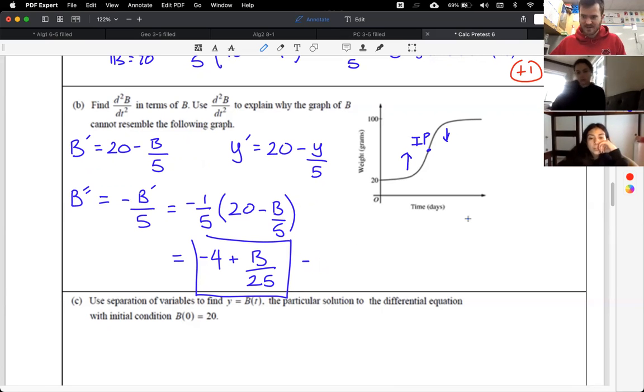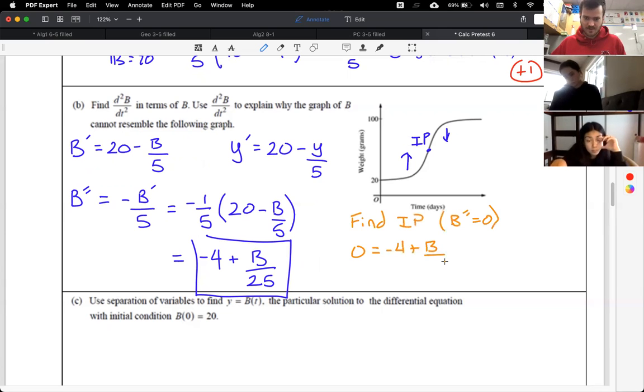That's the definition of an inflection point, setting the second derivative to 0. So this is my work over here. I'll say find inflection point. What do you do? You set b double prime equal to 0. So when I do that, I get 0 is equal to negative 4 plus b over 25. Add 4 to both sides. Okay, 4 is equal to b over 25. And multiply both sides by 25. And then this turns into 100 is equal to capital B. That means that b will have an inflection point somewhere around 100.